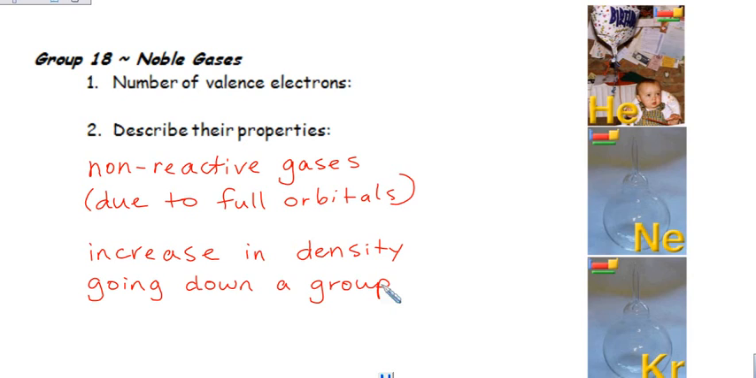And then as you get to the bottom, if you have a balloon filled with xenon and radon, those balloons will definitely sink in air. Their densities do increase going down the group. And so we mentioned this electron thing, that the electrons are all full in their orbitals. Well, as far as valence electrons go, helium's configuration is just 1s2. Helium has 2 valence electrons.